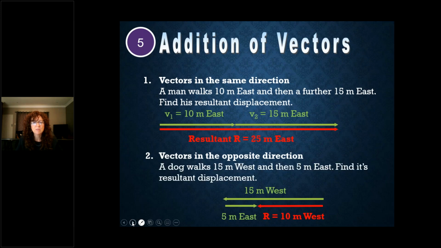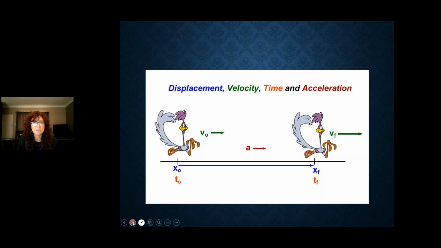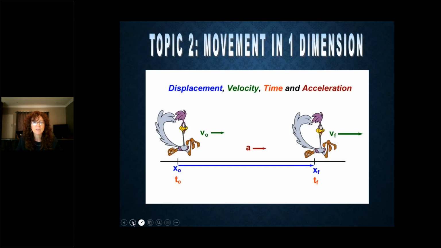In opposite directions, the resultant displacement, you add them together as well. As long as you know this is linear, in a straight line, vector, you can add it together, but you need to state which way is positive. All right, so movement in one dimension as you did it in grade 10 and grade 11, and we're using it in grade 12 as well.